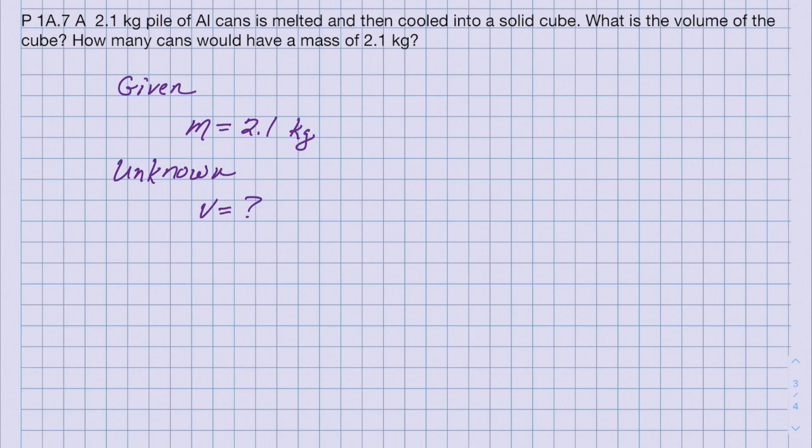All right, so now that we have our volume, we need to know what the equations are. So we have our given and we have our unknown. So what equations are we going to use? Well, the equation that relates mass to volume is, of course, the equation for density. Density, represented by the Greek symbol rho, is equal to mass divided by volume.